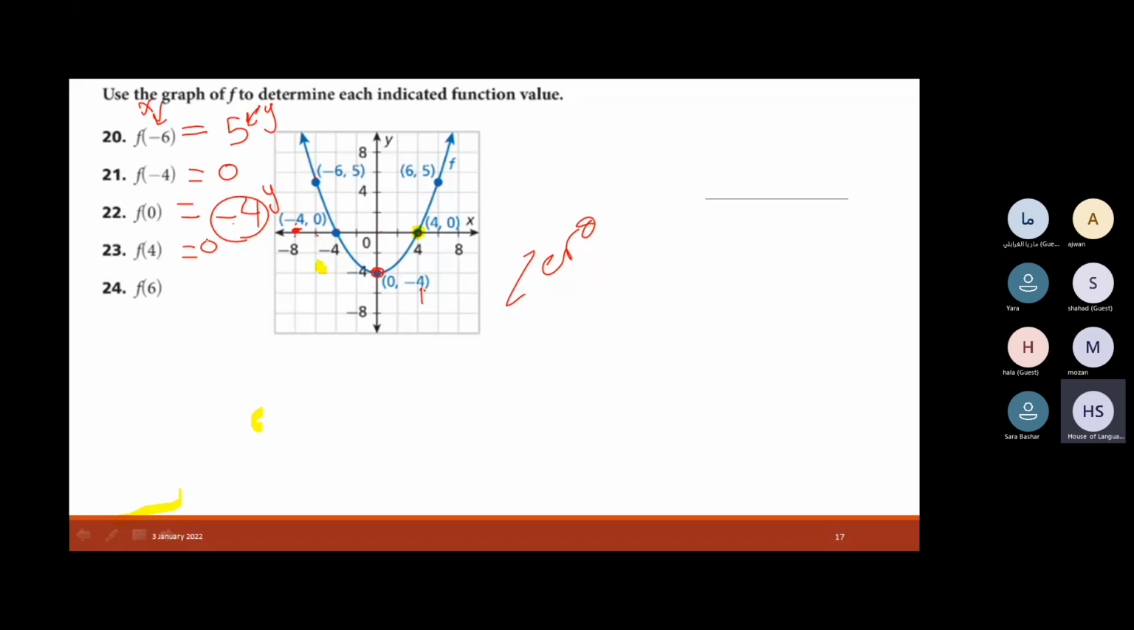Should I explain? Teacher, here is x. So x is on the 4 and we did x. And then where is the y? We should go up if it's y, but it's 0.